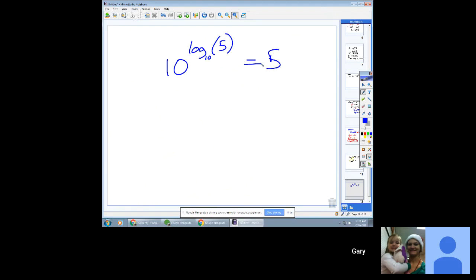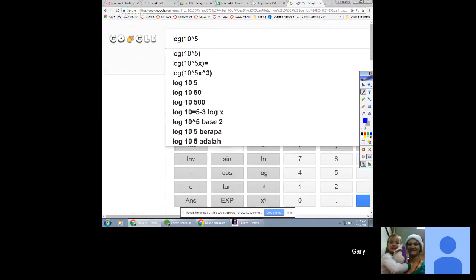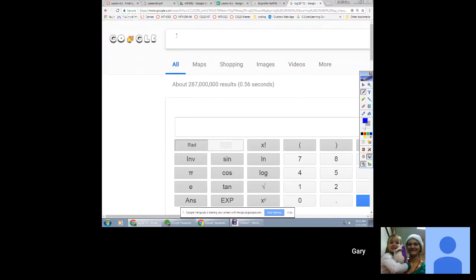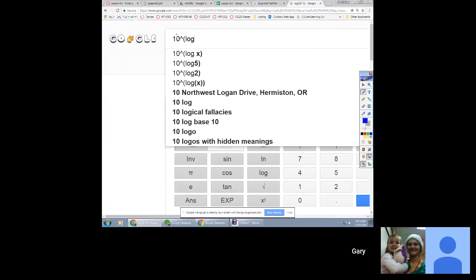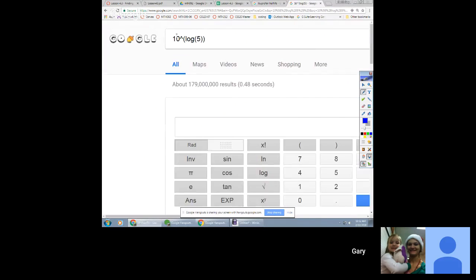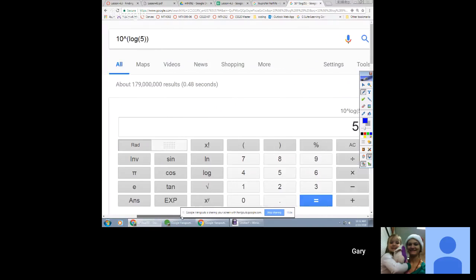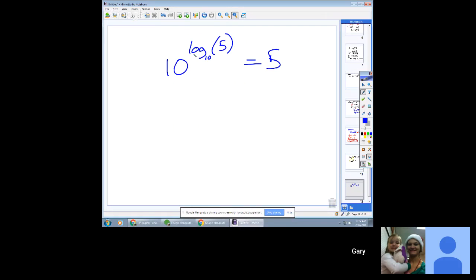I'm going to try and type that into a calculator to confirm it's true. And again, because I have a base here of 10 and a log base of 10, they should cancel each other out. So typing that's a little bit tricky. But 10 raised to the power, I'm going to use parentheses, log of 5, close. And the calculator should say they cancel and give me the 5 back. Right? Looks weird, doesn't it?